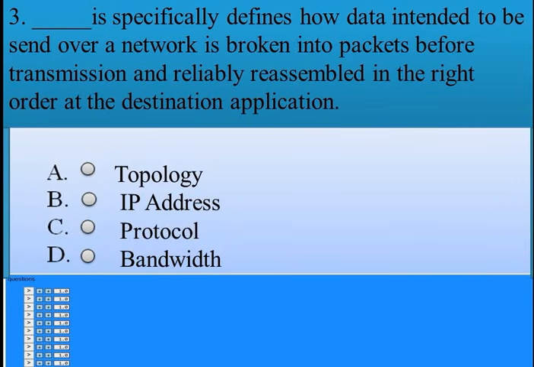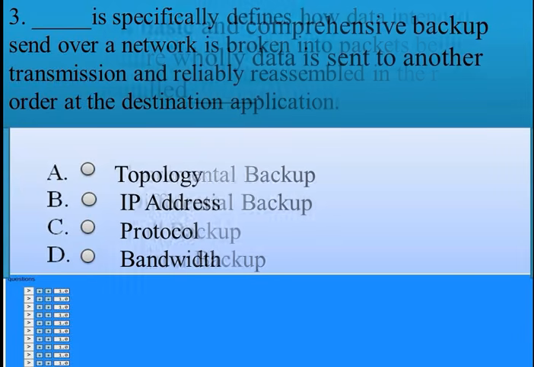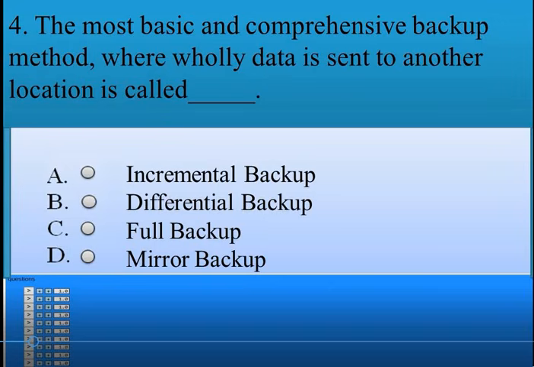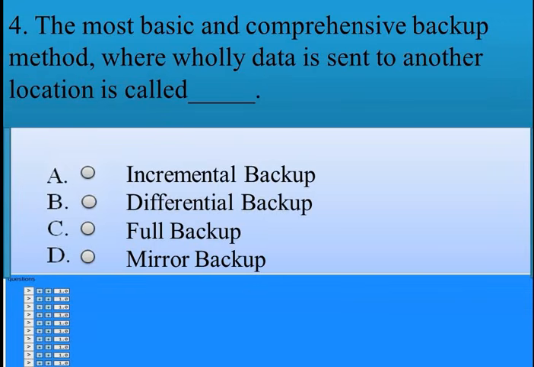Protocol. Question number 4. The most basic and comprehensive backup method where all data is sent to another location is called A. Incremental backup, B. Differential backup, C. Full backup, D. Mirror backup. The correct answer is C.